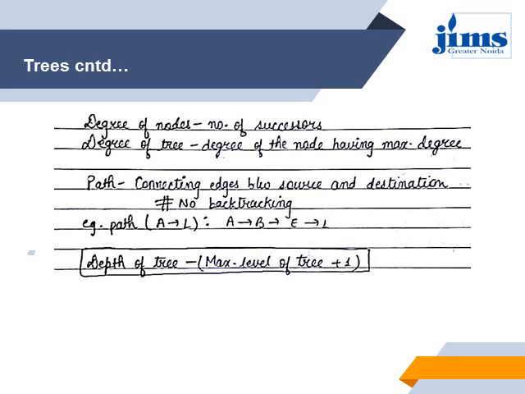Now what is a path? A path is the connecting edges between the source and the destination, and the depth of the tree is the maximum level of the tree plus 1. So that is known as the depth.